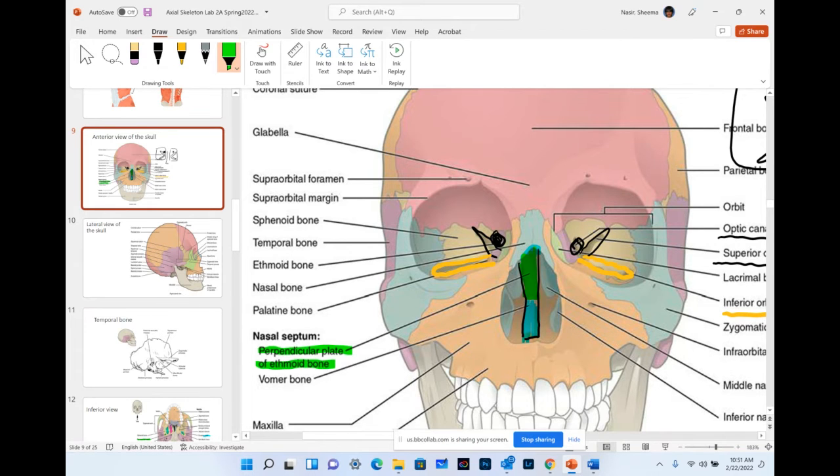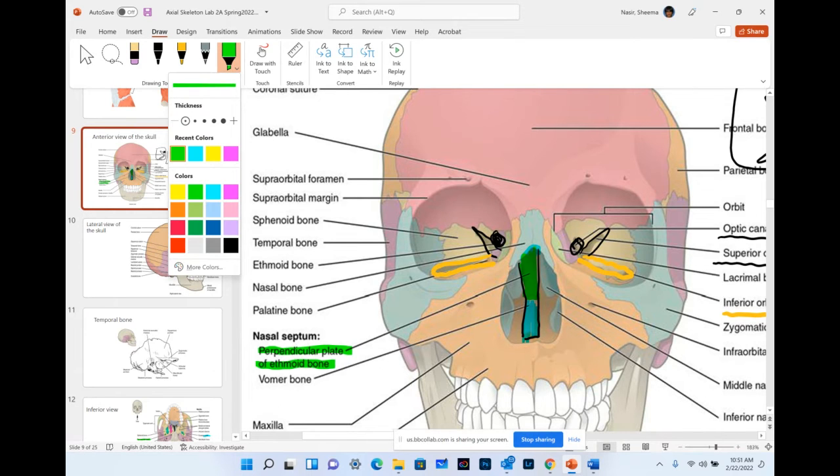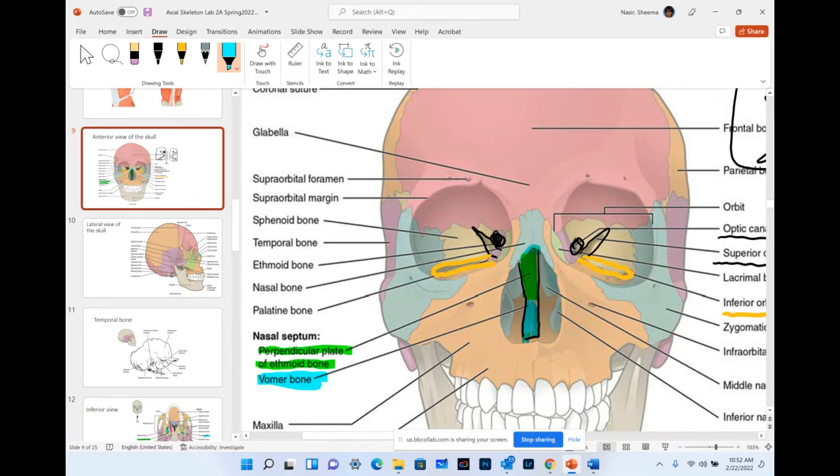Below that, the lower part of this is another bone. It's a different bone, and that is called vomer. Now, those are facial bones, but I just wanted to show you that as well. This is vomer.